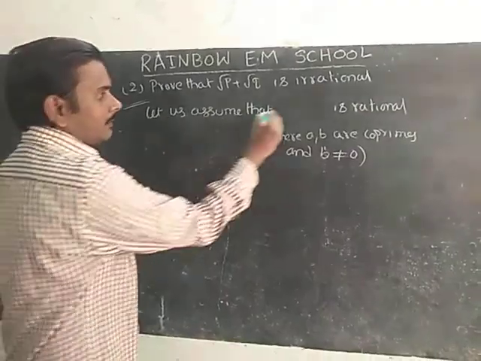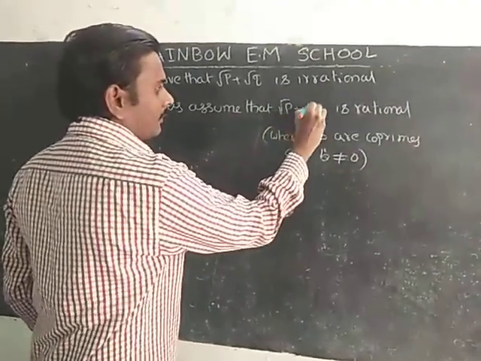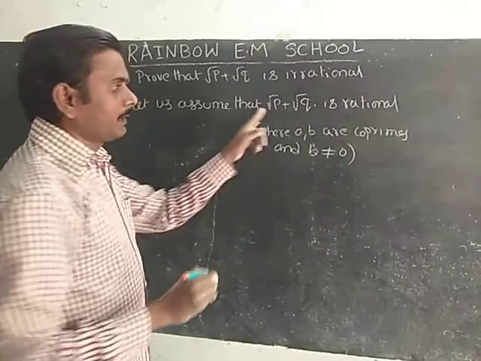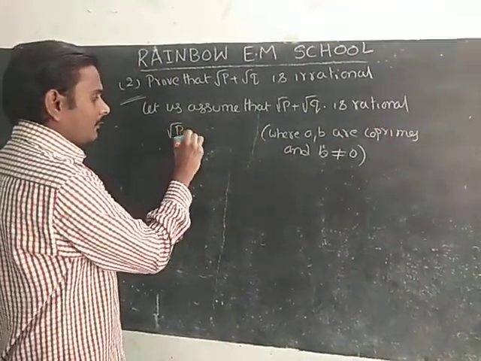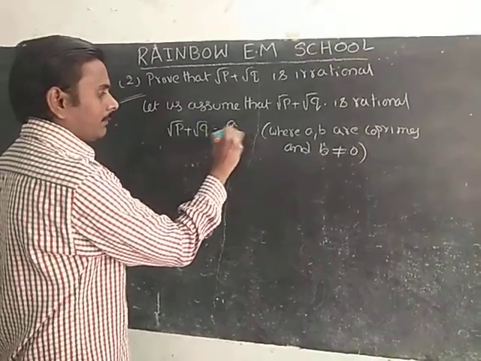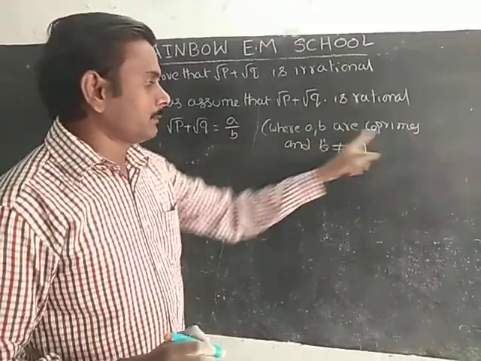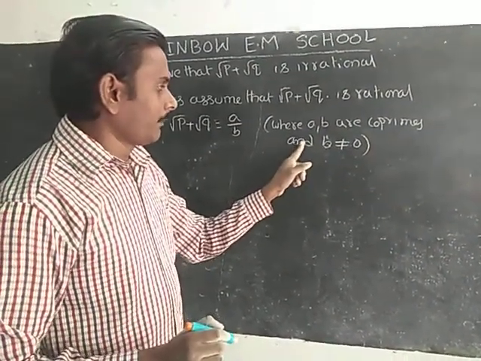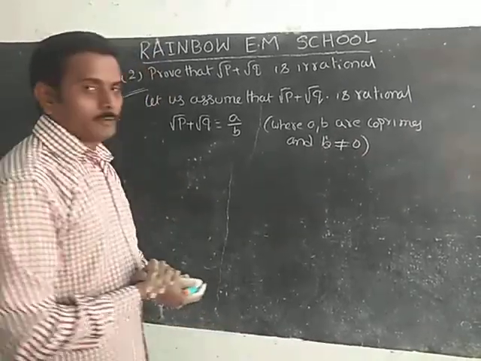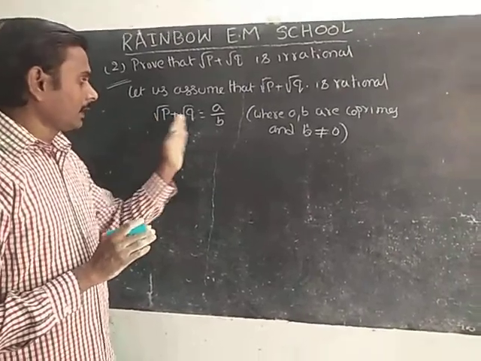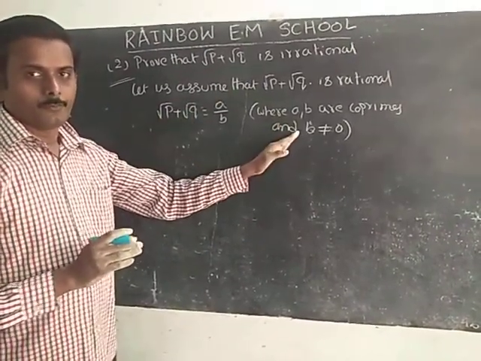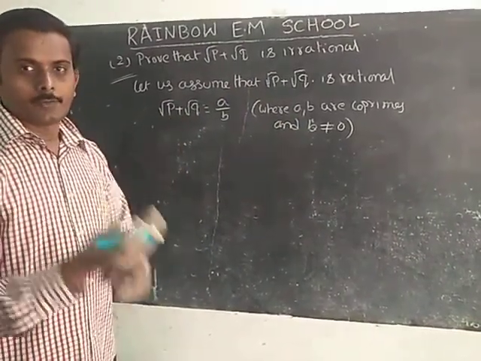Let us assume that root p plus root q is rational. Rational means root p plus root q equals a by b, where a and b are co-primes and b is not equal to 0. Now we have to remember that while doing this model, any one of the terms we should move before squaring on both sides.